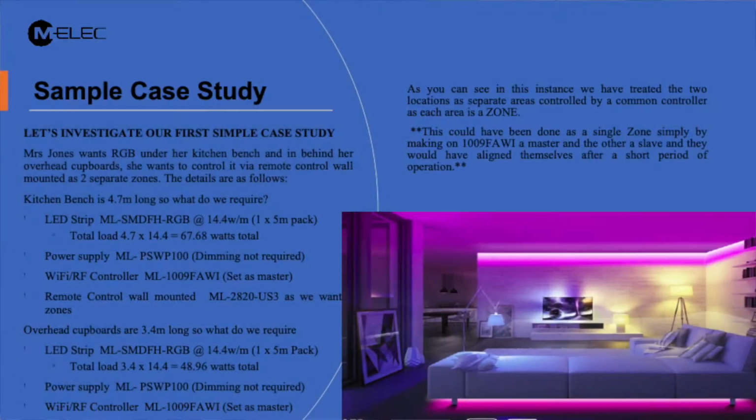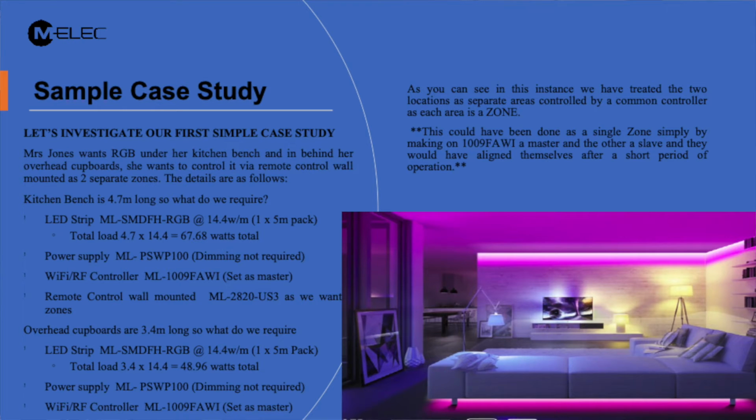But I've done a sample case study here. So this sample case study is an actual call that we took here in the office. Mrs. Jones wants RGB under the kitchen bench and in behind her overhead cupboards. She wants to control it via remote control, wall mounted as 2 separate zones. The details are as follows. So we've gone through and we've asked all the questions. The kitchen bench is 4.7 metres long.